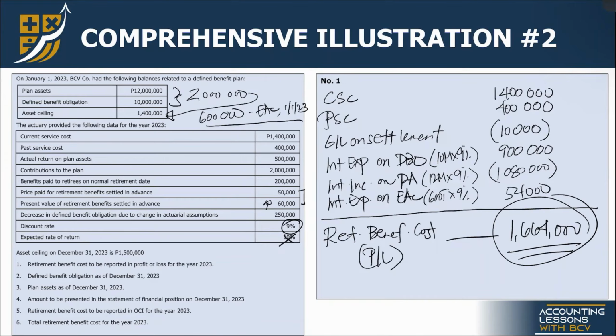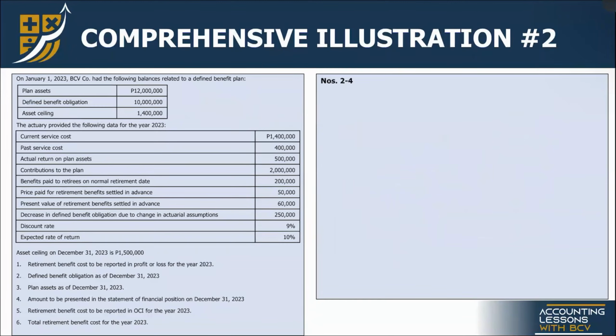Oh, numbers 2, 3, and 4. Sabay na natin to. Okay? Defined benefit obligation, plan assets, amount to be presented in the statement of financial position. Okay. So, ganun ulit. Dalawang T accounts. Kaso dahil may effect on asset ceiling tayo, may tatlong T accounts tayo. Sige. Liitan natin ng onte.